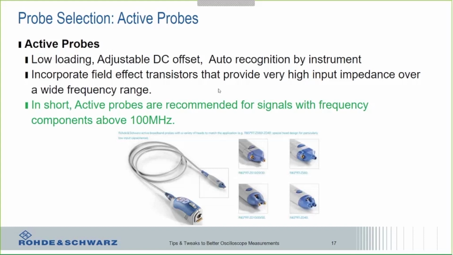In general, we typically recommend active probes for signals with frequency content above 100 megahertz. And I know you may say, well, my passive probe goes up to 500 megahertz of bandwidth. And it does, but when you look at that input impedance curve, just know that you'll end up having a bigger impact on your device under test than you might with something like an active probe.